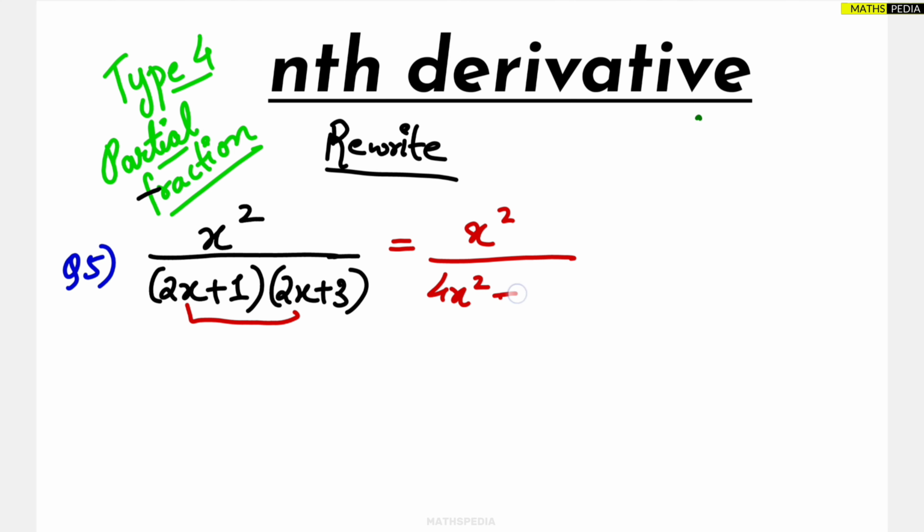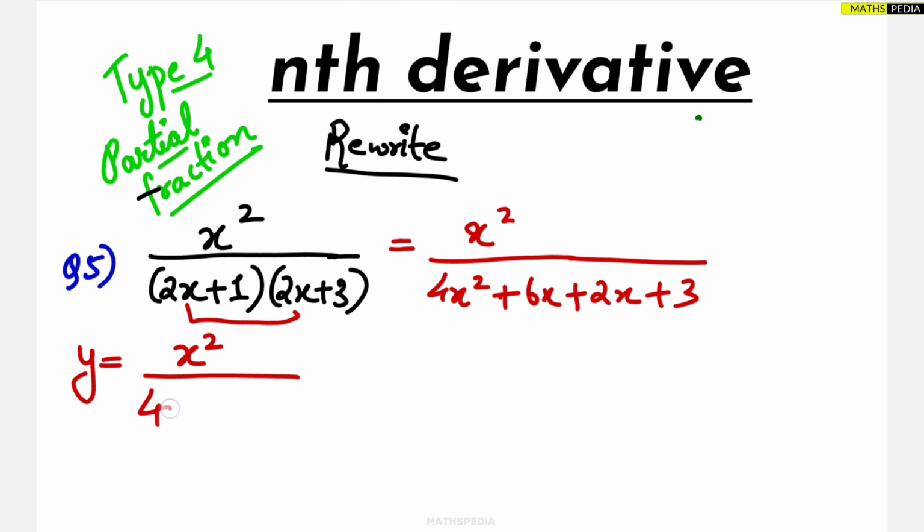4x square plus 6x plus 1, into which I'll multiply 2x plus 3. So the simplified version will be how much? I'll name this function as y. y is equal to x square divided by 4x square plus 8x plus 3. So this is the quadratic function we got. Now what we'll do, we'll divide this and get the proper fraction out of that. So we are going to rewrite this one.